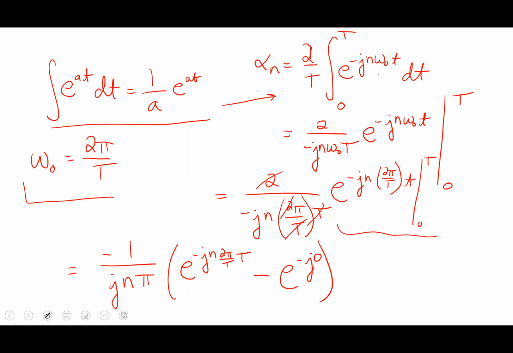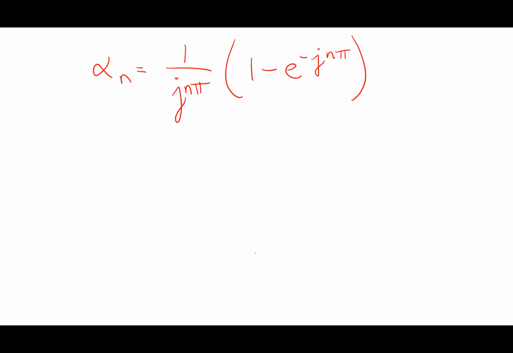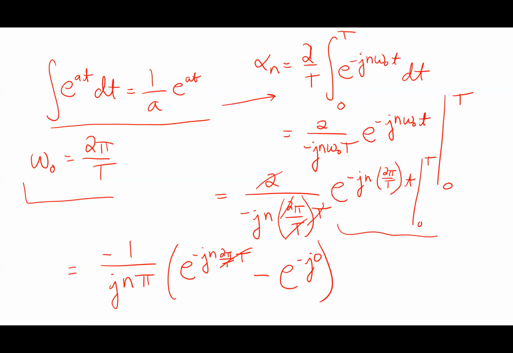Okay. J n 2 pi, like that. Okay. Now, yeah, all right, that's right. Yes, we should have been integrating. Yes, thank you, 0 to T.